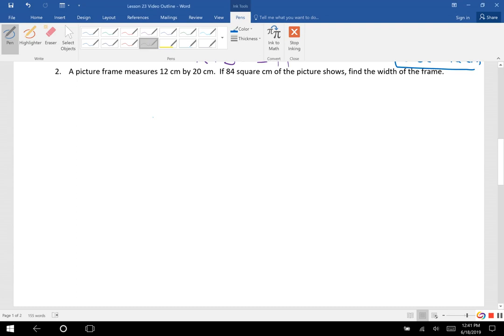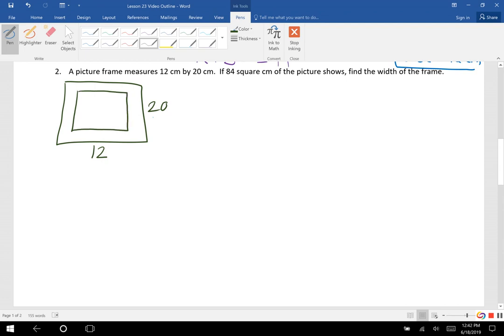All right, example 2 says we have a picture frame, measures 12 centimeters by 20 centimeters. If 84 square centimeters of the picture shows, so there's our frame, and then inside the frame is the picture, and we know the area inside the frame is 84 square centimeters. Find the width of the frame.